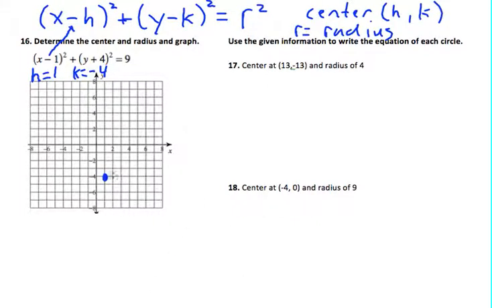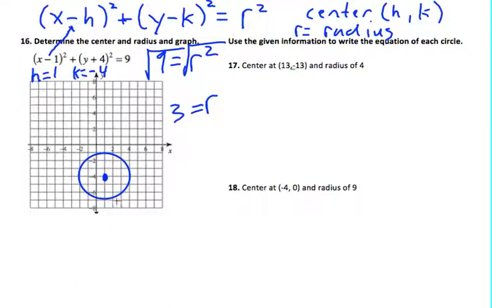And then we have 9. In this case, 9 is our r squared. So that's not our radius. We take the square root to get r by itself, and what you get is an r value of just 3. So we know this is a center, and we know we have a radius of 3. So what we want to do is just make sure we draw our circle in such a way that the radius, the distance, is 3.